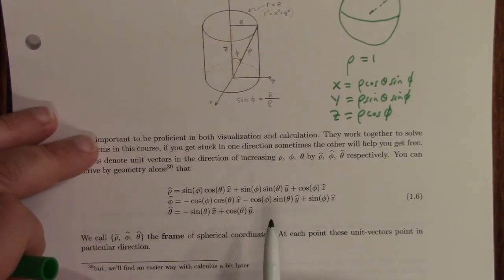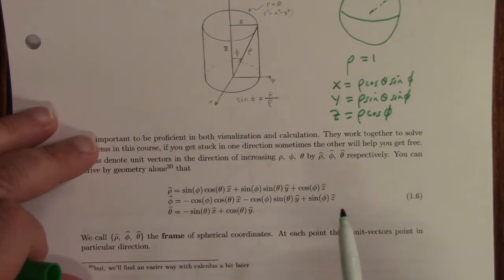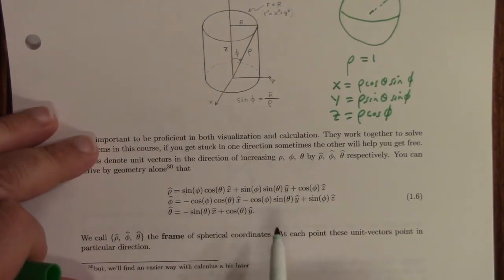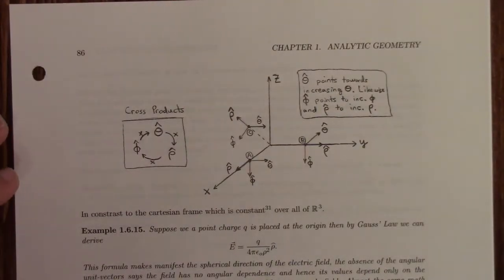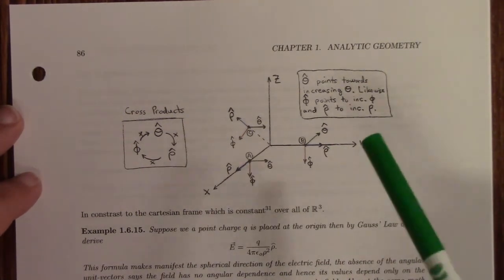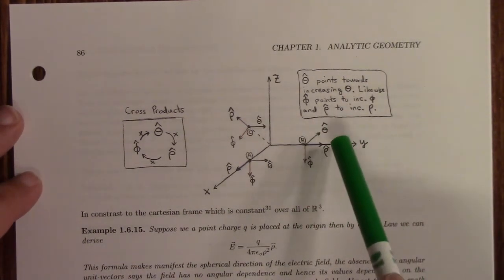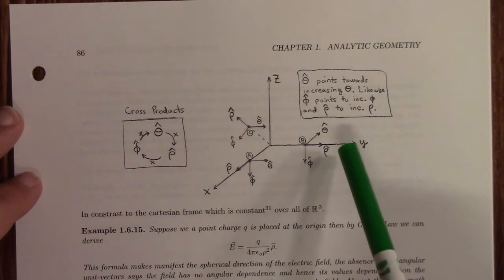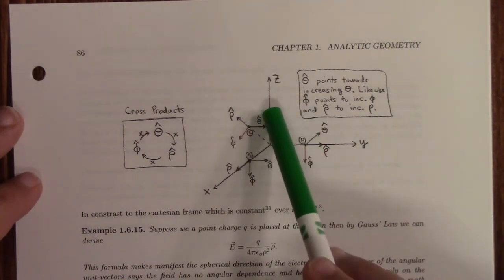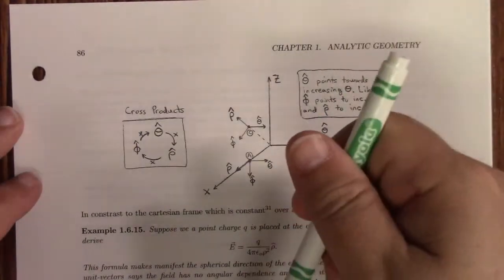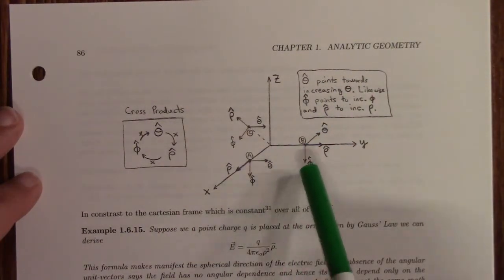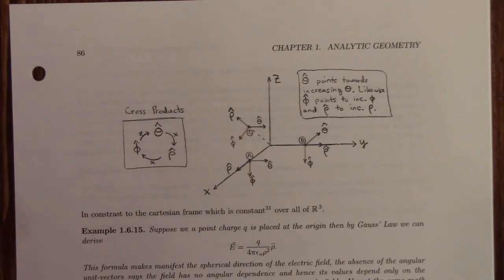But phi hat, I will admit freely to you that deriving phi hat geometrically does require some thinking. Maybe we'll come back to it later. Here are some pictures of them anyway. So phi hat points in the direction of increasing phi. It's like pointing downward on the xy plane, because phi sweeps from the z-axis, so when you get to the xy plane, phi is increasing as you go down. And rho hat just points radially out from the origin.